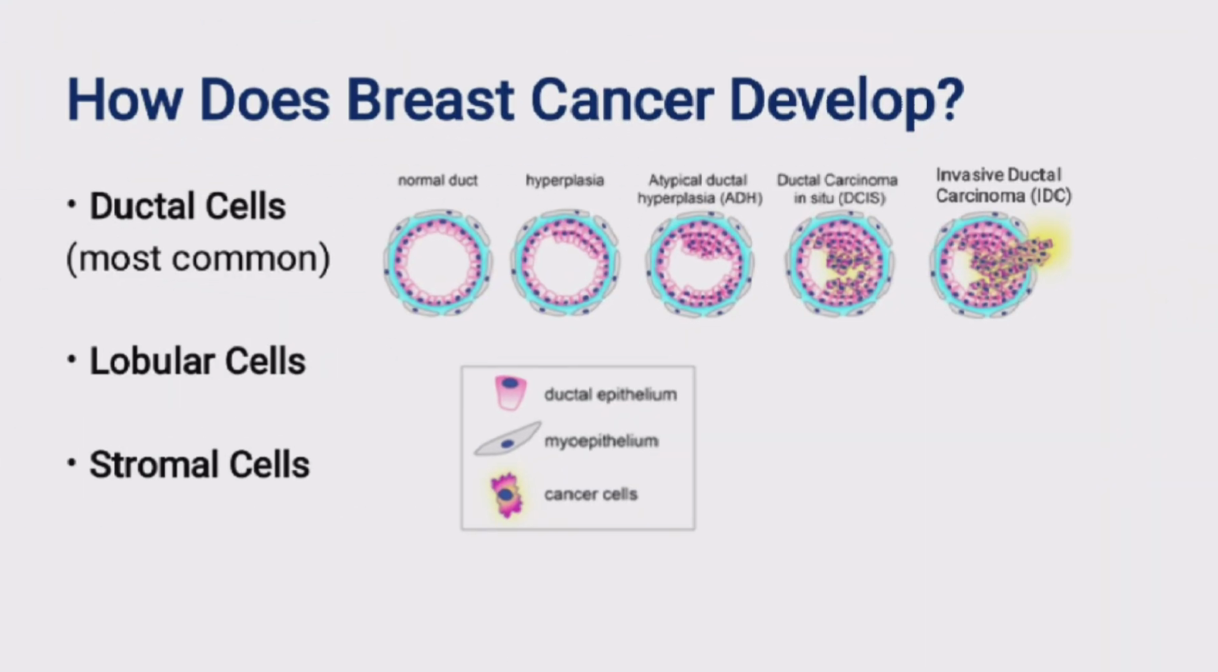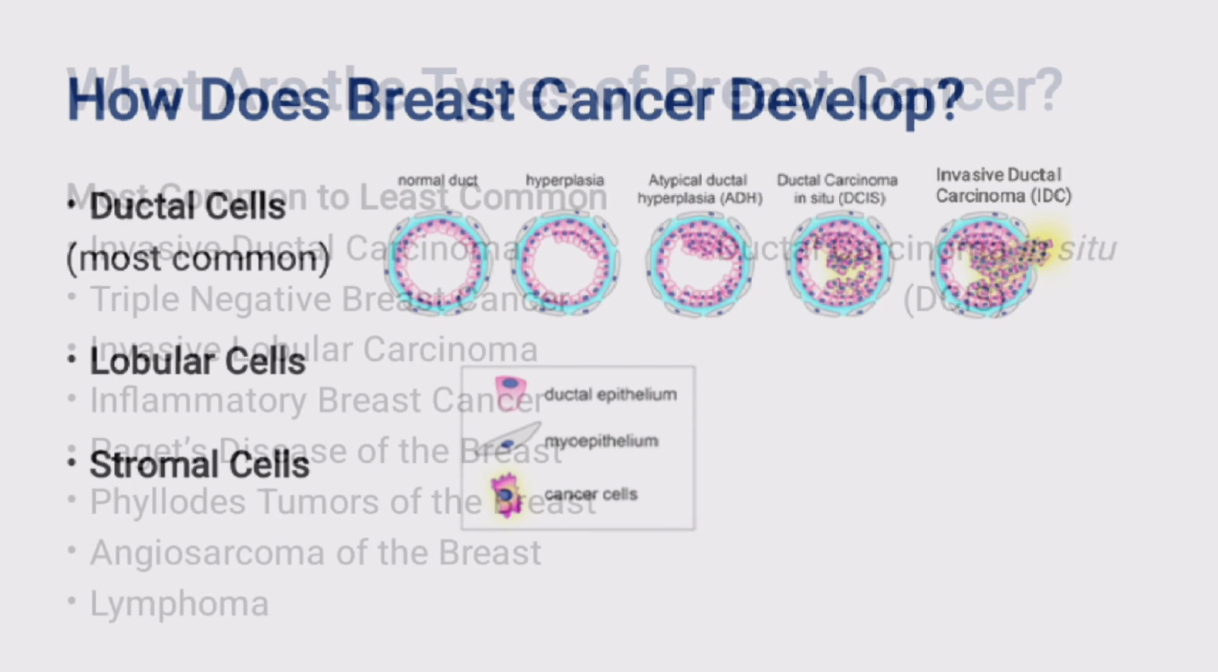Breast cancer occurs when cells in the breast undergo mutations, causing them to grow and divide uncontrollably, forming tumors. Cancer can develop from any type of breast cells like ductal, lobular, or stromal cells. Most commonly, atypical hyperplasia in ductal cells leads to ductal carcinoma in situ (DCIS), which is a non-invasive cancer that later develops into invasive cancer.